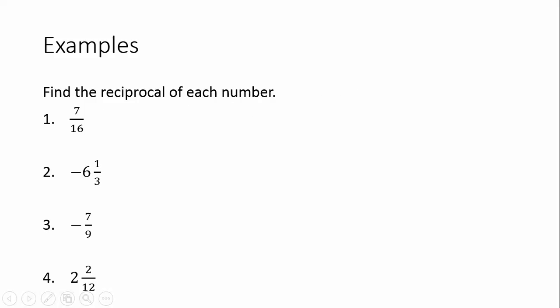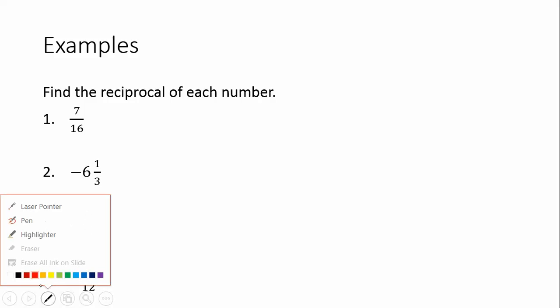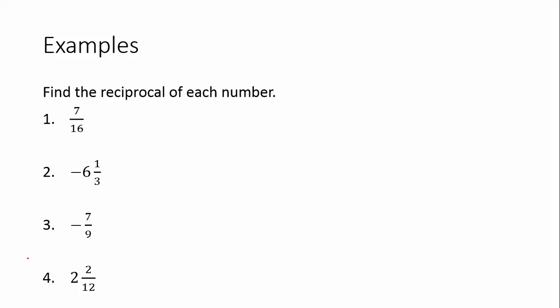So let's practice finding the reciprocal of each number. Remember, you are flipping the fraction. So for number 1, we have 7 over 16. So the reciprocal, we take the numerator and put it in the denominator, and the denominator and put it in the numerator. We get 16 over 7.